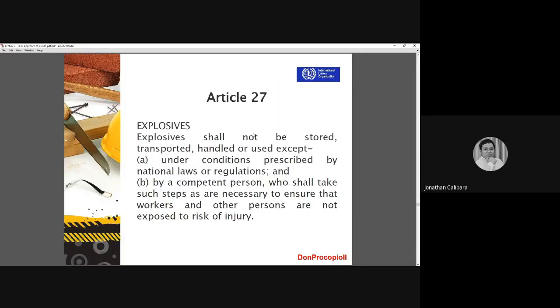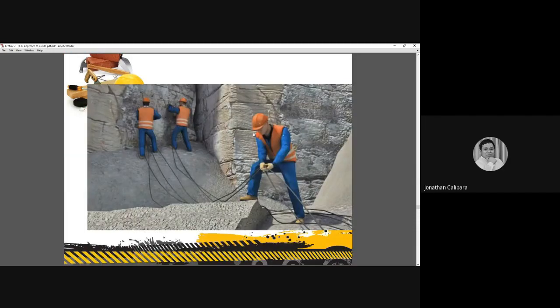Okay, next, explosives. Of course, the result is an explosion. Mostly it's used in mining. The best example is quarrying, where aggregates come from the mountains. You can't use a backhoe or jackhammer, so they require blasting to meet the required sizes as per design.